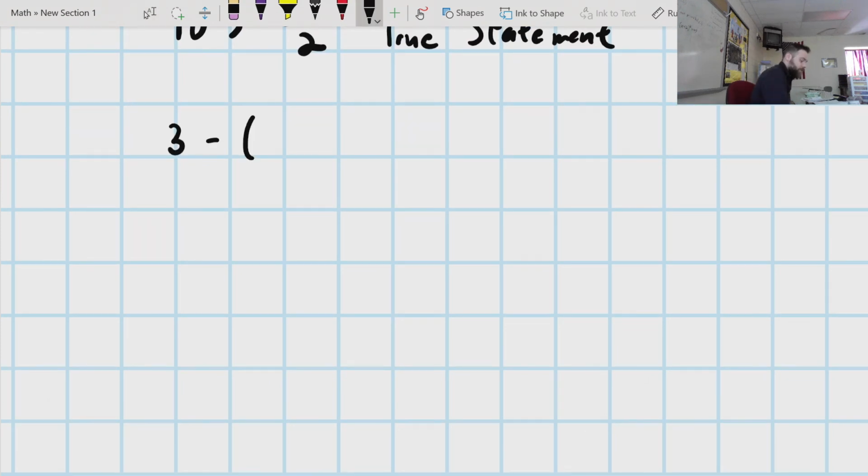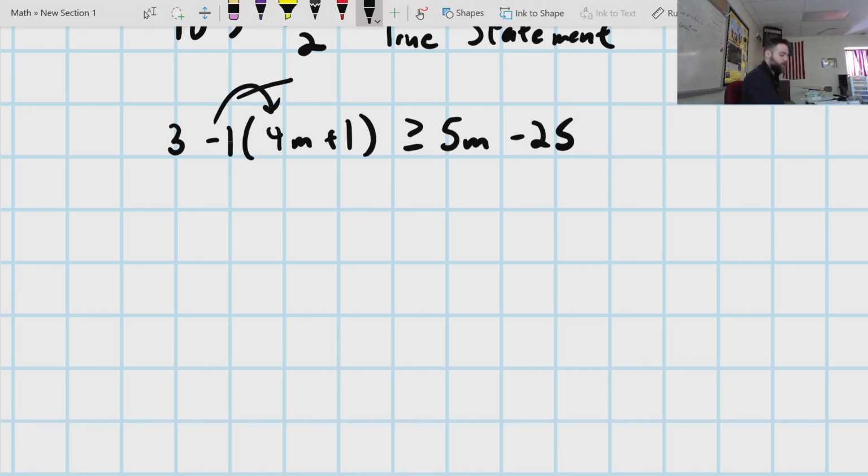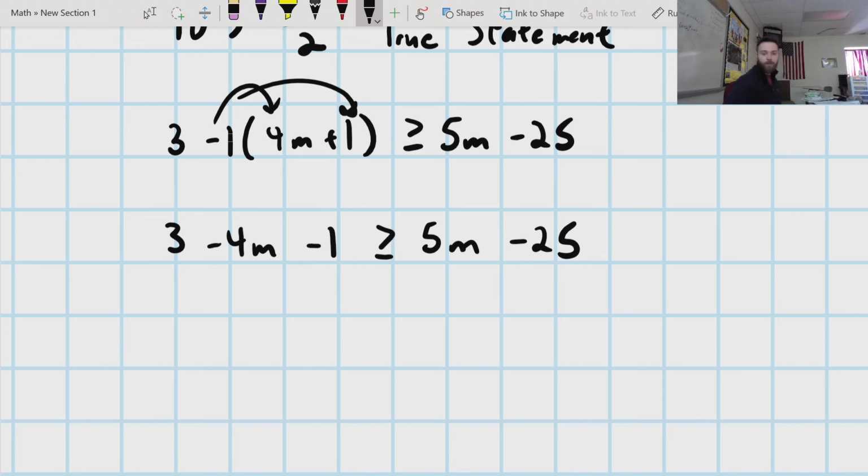Let's do another one. 3 minus parentheses 4m plus 1 is greater than or equal to 5m minus 25. Okay, so this negative 1 will distribute to both terms. And so you're left with 3 minus 4m minus 1 is greater than or equal to 5m minus 25.